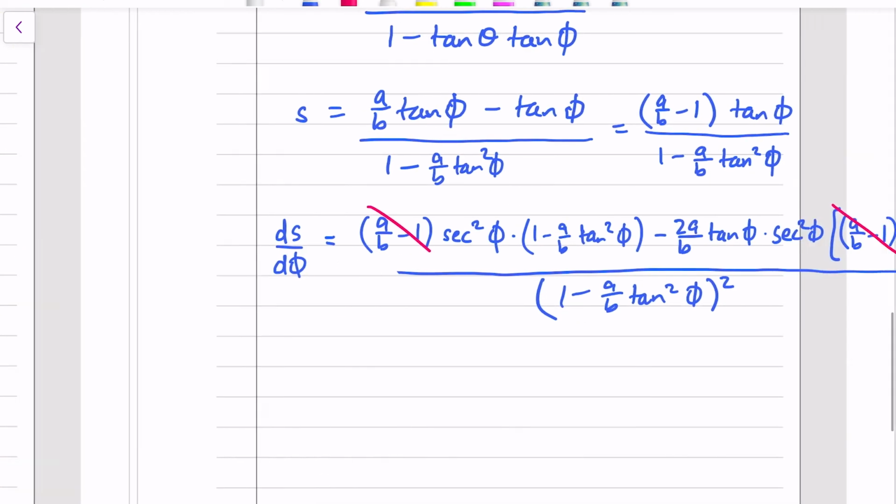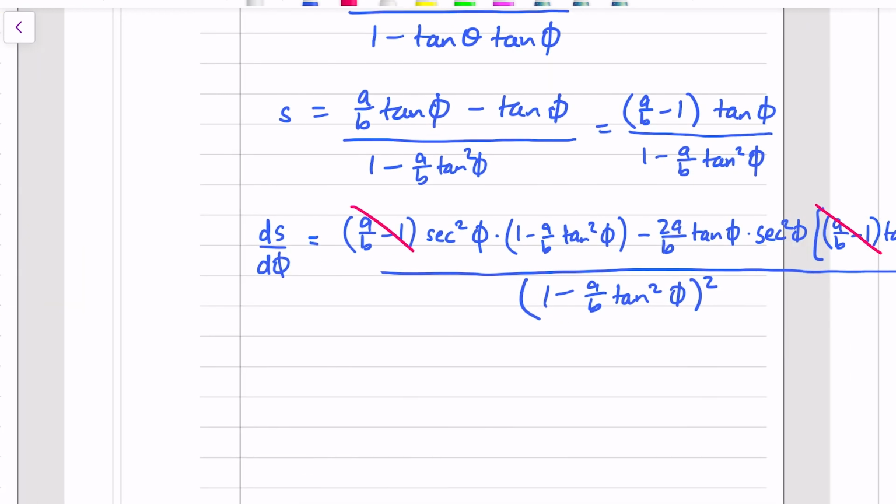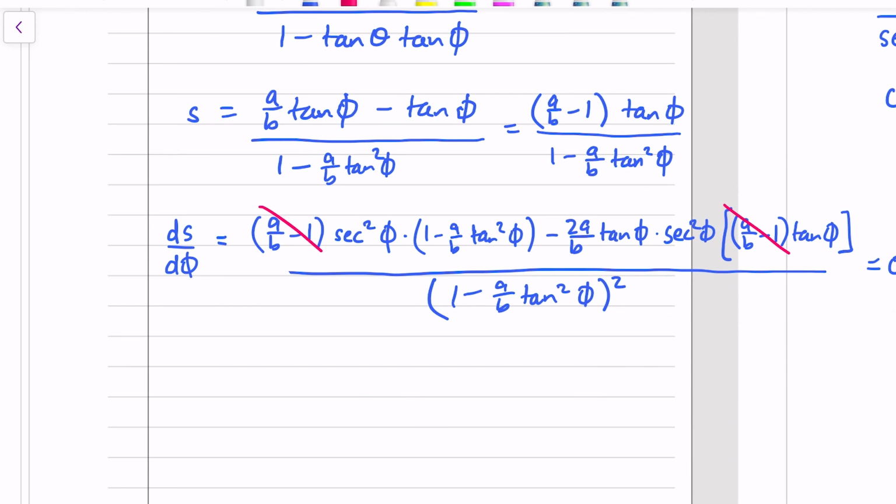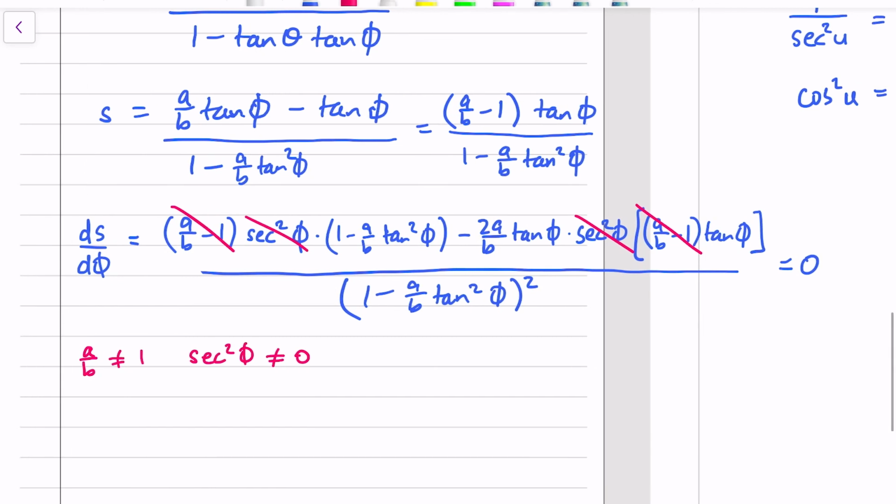You know, when we differentiate and we make it equal 0, we get mins and max. We don't want that. That's a min. Sec squared theta is never equal to 0. So we say a over b doesn't equal 1. Sec squared phi doesn't equal 0. Never equals 0. So that leaves us with a little bit left to solve. 1 minus a over b tan squared phi equals 2a over b tan squared phi. So be careful there, there's a tan phi there, there's also another tan phi that we haven't dealt with.